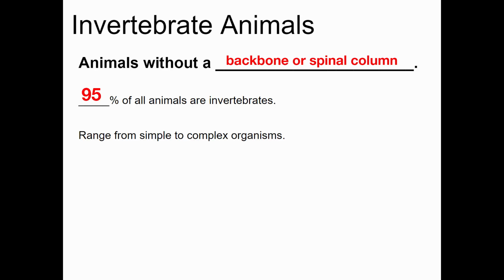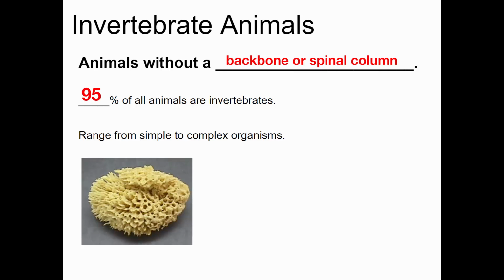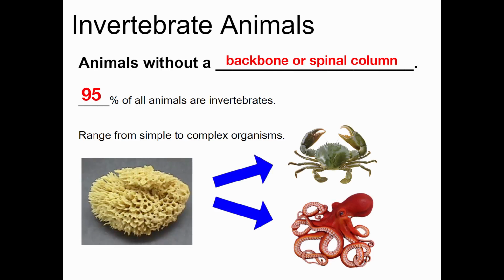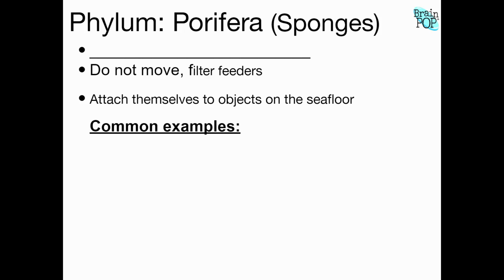And they have a huge range of different body plans and different characteristics. They go from very simple organisms like a sponge. A sponge is an animal, and we'll talk about why, because it has all the characteristics of an animal, all the way up to more complex animals. So we'll talk about them phylum by phylum, some quickly, some in more detail.